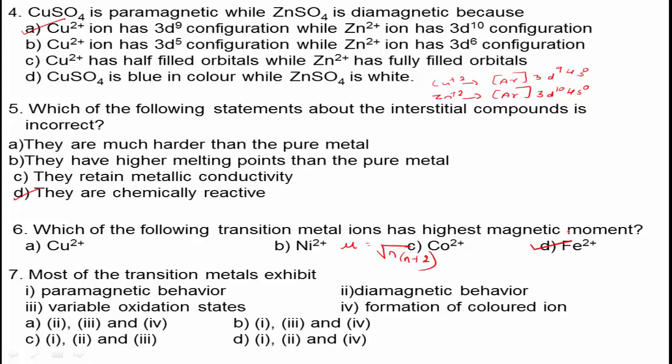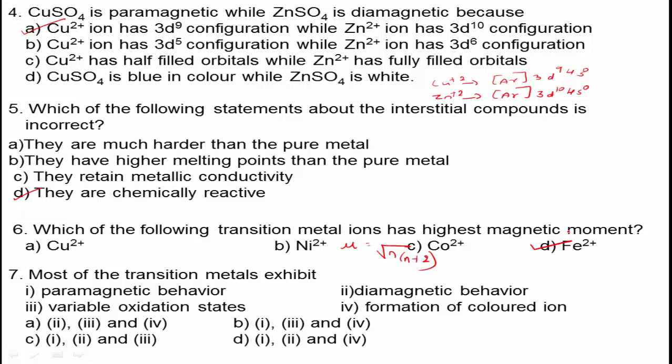Next, question number 7. Most of the transition metals exhibit... In that there are some points given: 1, paramagnetic behavior; 2, diamagnetic behavior; 3, variable oxidation state; 4, formation of colored ion. Options are given: option A 1, 2, 4; option B 1, 3 and 4; option C 1, 2 and 3; option D 1, 2 and 4.